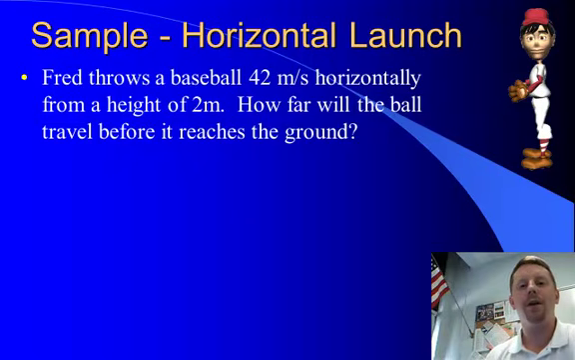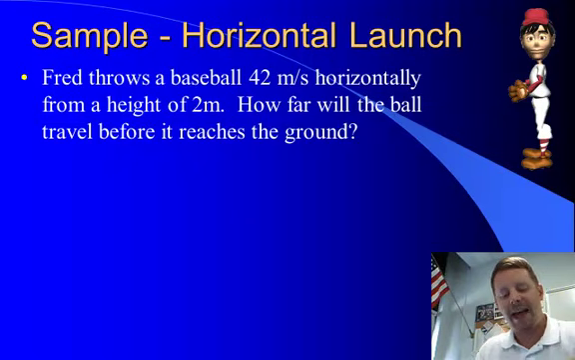Fred throws a baseball at 42 meters per second horizontally from a height of 2 meters. How far will the ball travel before it reaches the ground?